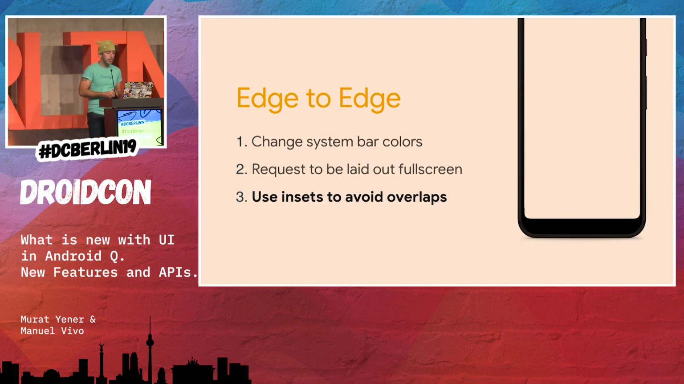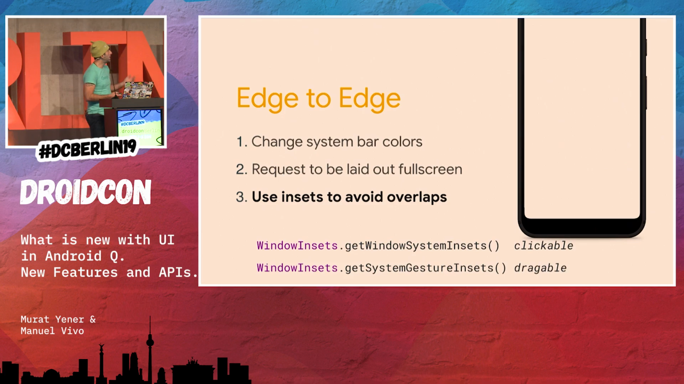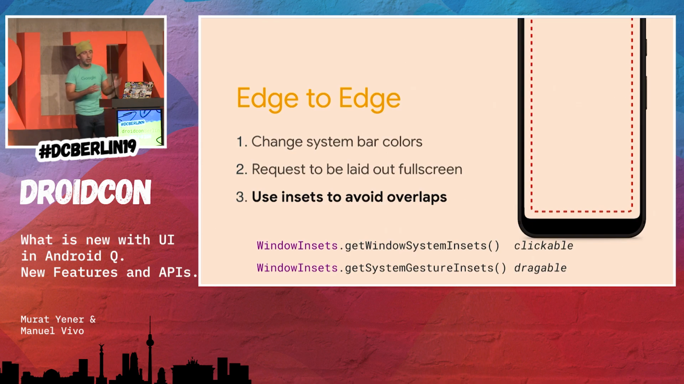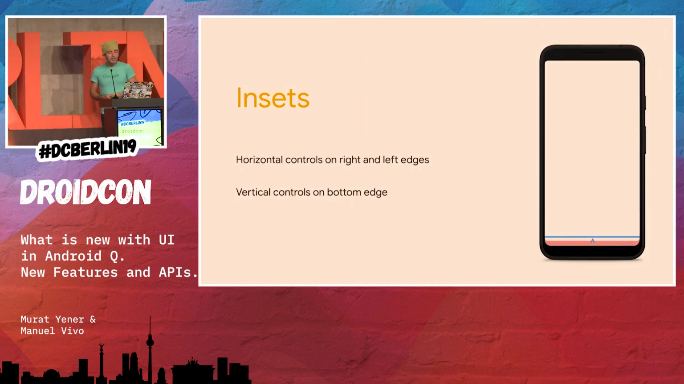But what will happen to our controls, which reside in the gesture zones? In order to fix that, we have some additions to the Window Insets API. For draggable controls, use system gesture insets, and for clickables, use system window insets to ask the system how deep the gesture area is, and slightly shift your controls according to that. Let's see some examples.